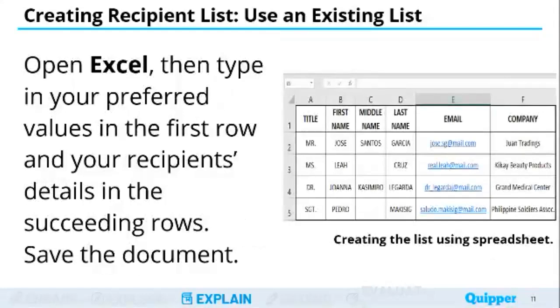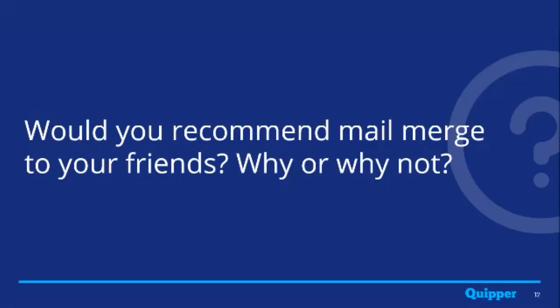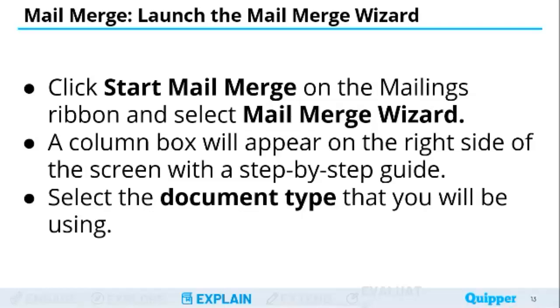This is an example. Open Excel, then type in your preferred values in the first row and your recipients' details in the succeeding rows, then save the document. So would you recommend mail merge to your friends? Why or why not? So next is to launch the mail merge wizard.